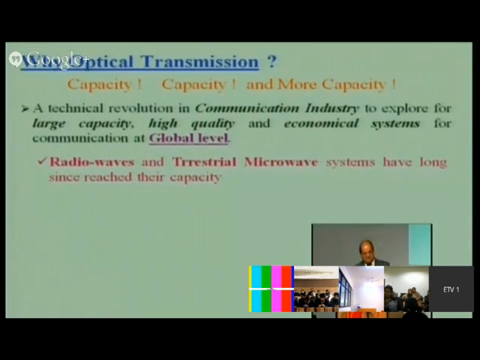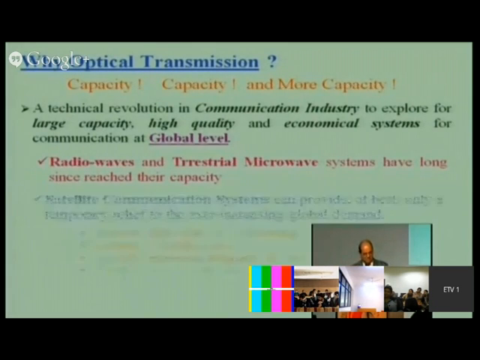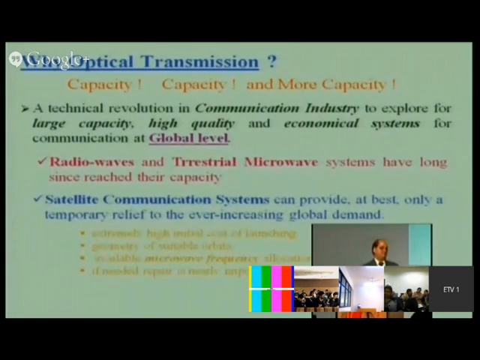As a result, one has to go for an alternative. And these radio wave and microwave systems cannot go to long distances. They cannot fulfill the global requirement. They cannot be used at the international level because of the length limitations. So one has to look for a system to fulfill the global need. One goes for satellite communication.